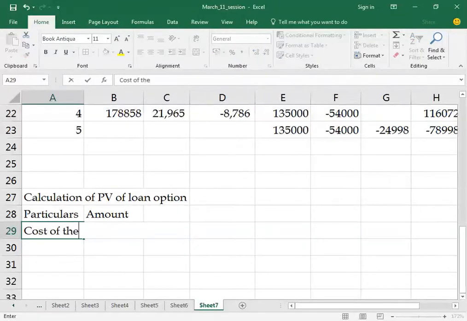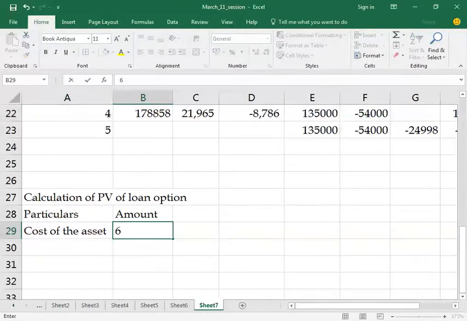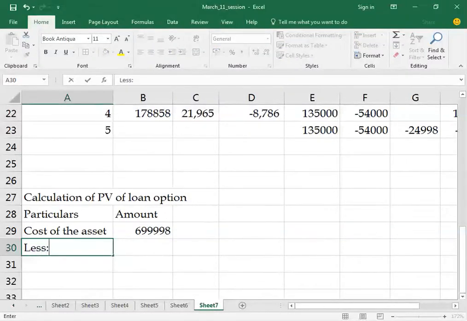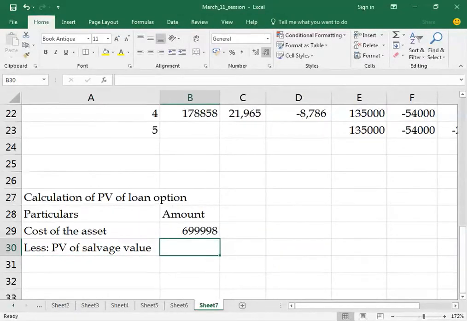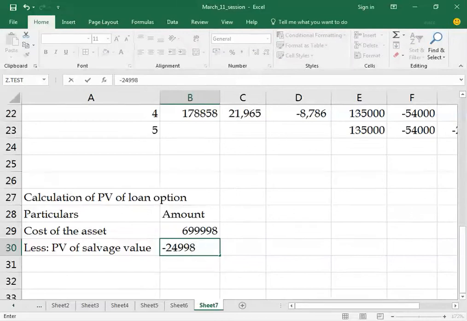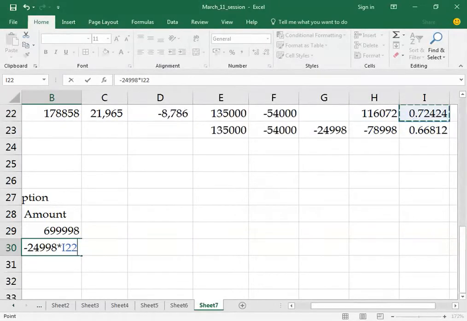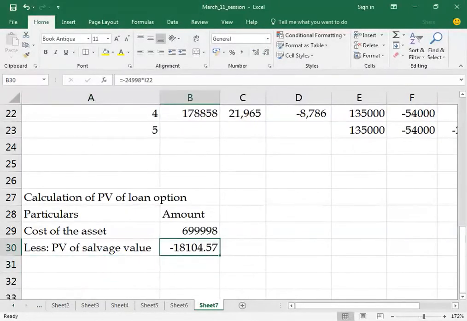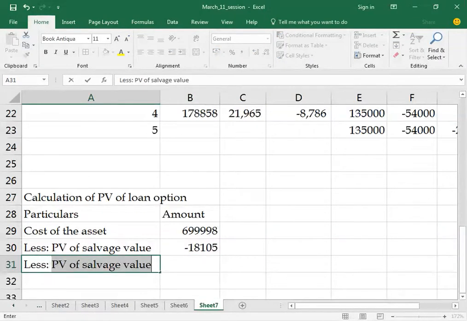Cost of the asset. Can you tell me the cost of the asset? 6,99,998. Cost of the asset is 6,99,998. Second thing, less present value of salvage value. Present value of salvage value: 24,998 into the factor for the 5th year is 0.724. So this is the present value of salvage value.